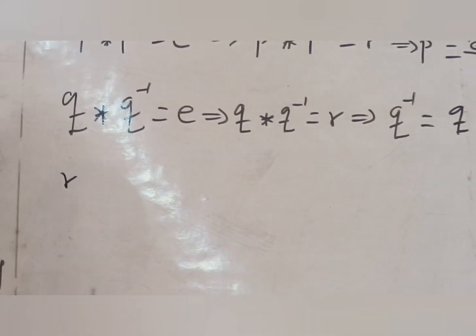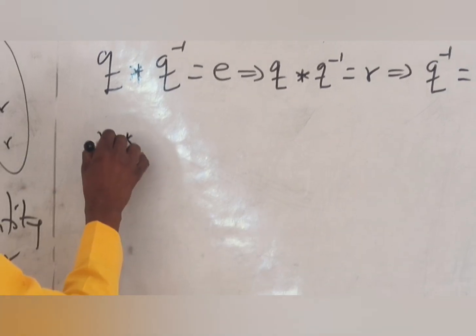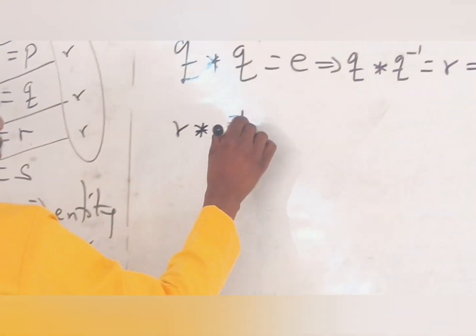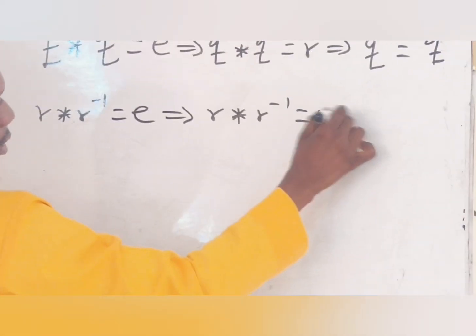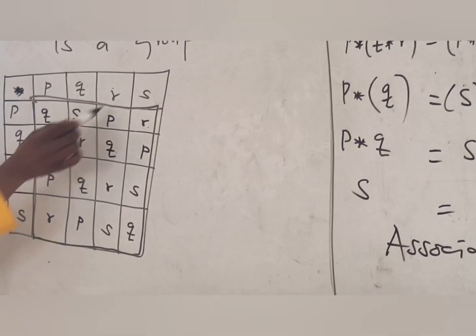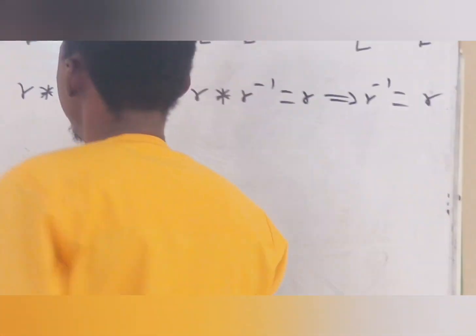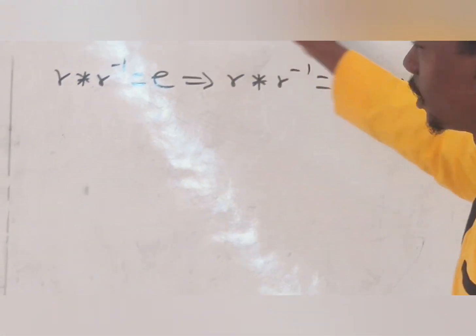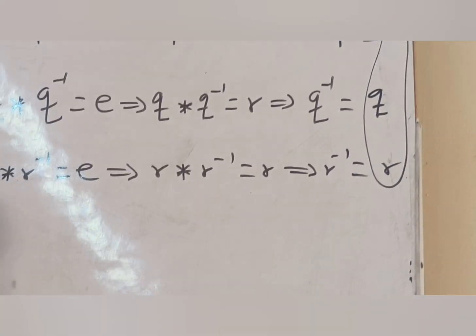And let's go to R. Every element must have its own inverse. So R operation R inverse must give us E, which implies R operation R inverse must give us R. What do we operate with R to get R? R operation R gives us R. So the inverse of R is R. Every element has an inverse, and all of them are inside the set.